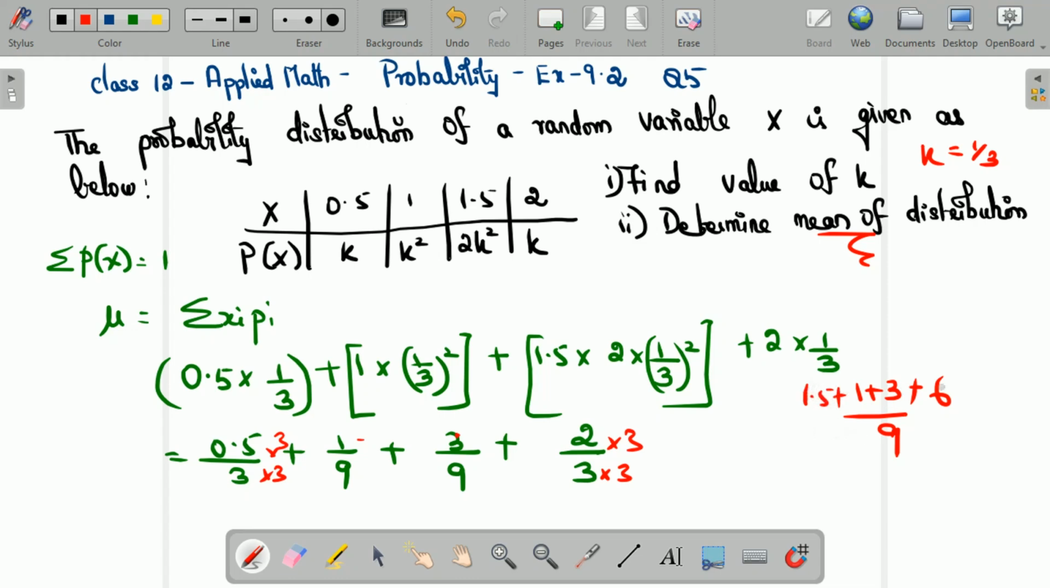So now let's add up. So 6 and plus 3 is 9 plus 1 is 10. So this is 11.5 by 9, or this is 115 by 90. So you simplify. This is going to be equal to 23 divided by 18. So this is the final answer. So the expectation, or the mean, is nothing but 23 divided by 18. You can convert it into decimal, or you can just leave the value in this fraction.